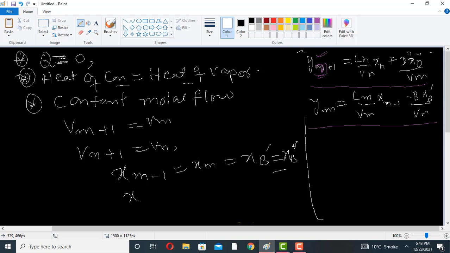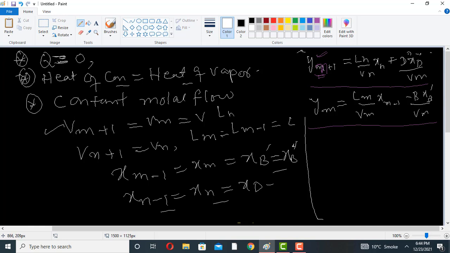Similarly, Xn minus 1 will be equal to Xn, it will be equal to Xb. So these are the constant models. Vn will be equal to V, F will also be equal to V. Similarly, Ln will be equal to Ln minus 1, and F will be equal to L. Similarly, Ln minus 1 will be equal to Ln, F will be equal to L. So this is the constant molar flow assumption.